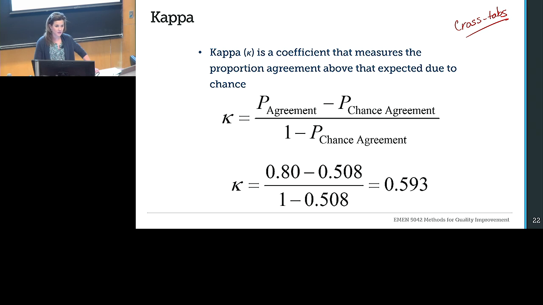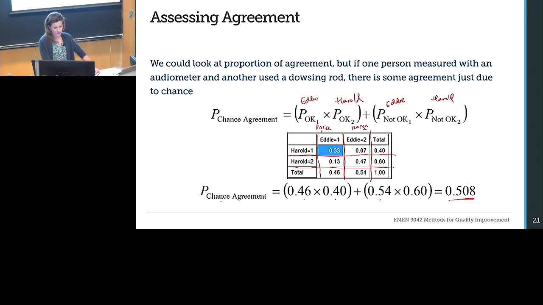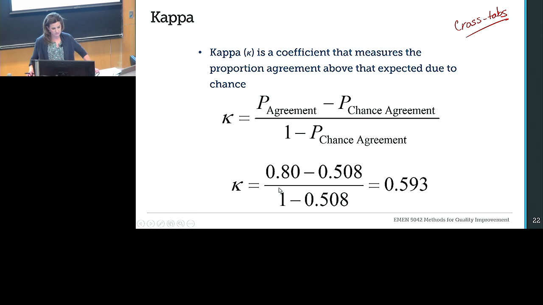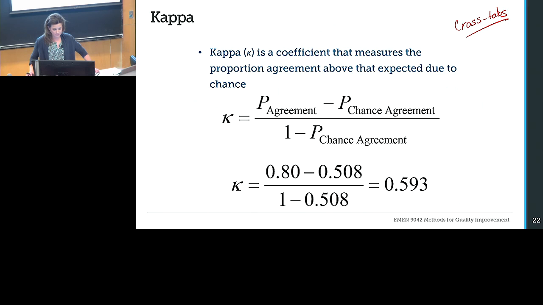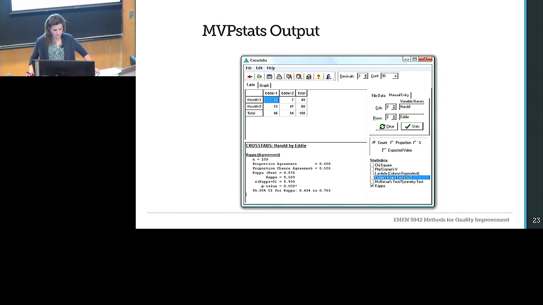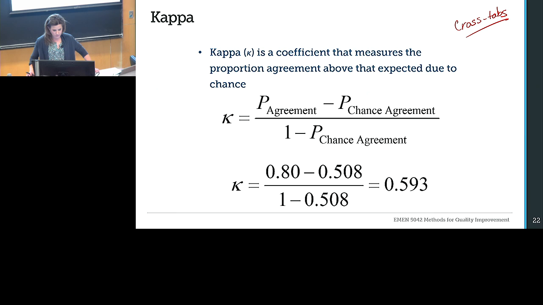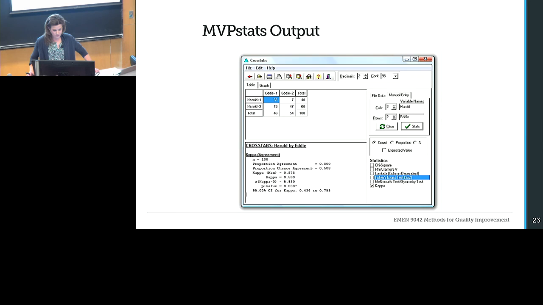You could do all the calculations by hand, too. You would just go through and get your chance agreement, and then I would get my proportion agreement, and I'll show you how to get your proportion agreement, because our total agreement's 80%. But you can just go ahead and let the software do it for you, so you don't have to do that by hand.